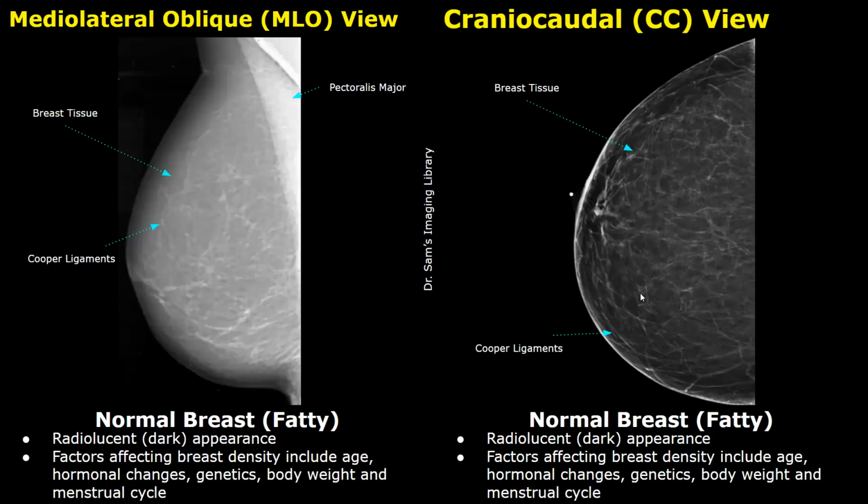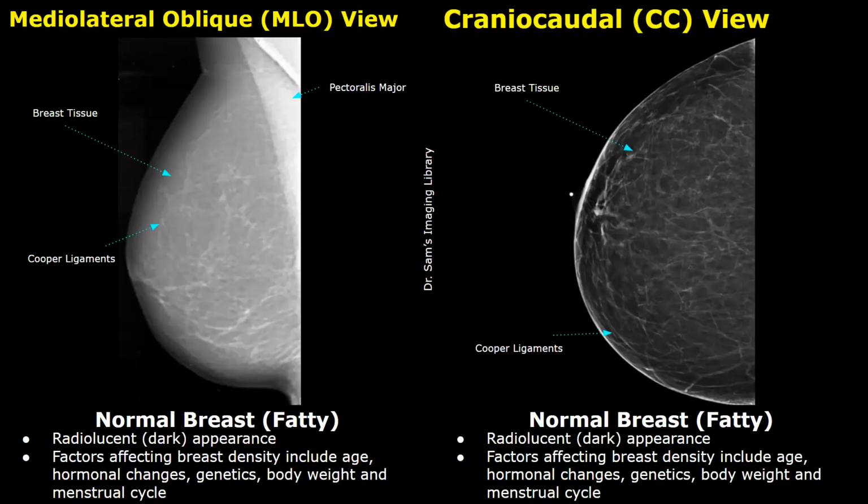The age of the woman can also affect breast appearance or breast density. Younger patients usually have denser breast. Denser means brighter, radio-opaque, whereas older patients may have more fatty breast and they will have a darker, radiolucent appearance. But this is still variable.